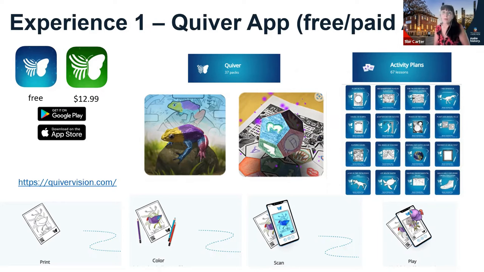The next example, mathematical, is looking at a pentagon and then seeing if you can bring it into a three-dimensional model. So you've got a net, and then it comes out with the exact colouring that the student has done on the sheet. What's really good about these is that there are a whole lot of activity plans that go along with all the different packs that are available. So there are 37 Quiver packs, and there are 67 lessons that come with them that teachers can use straight away.